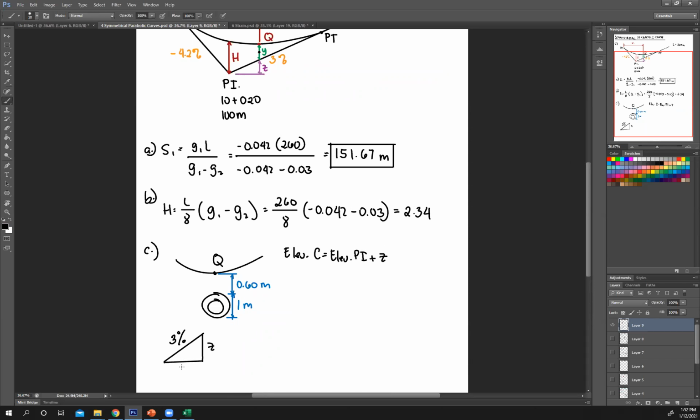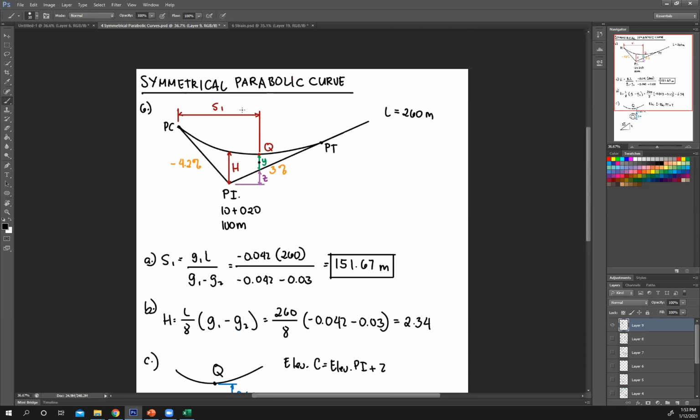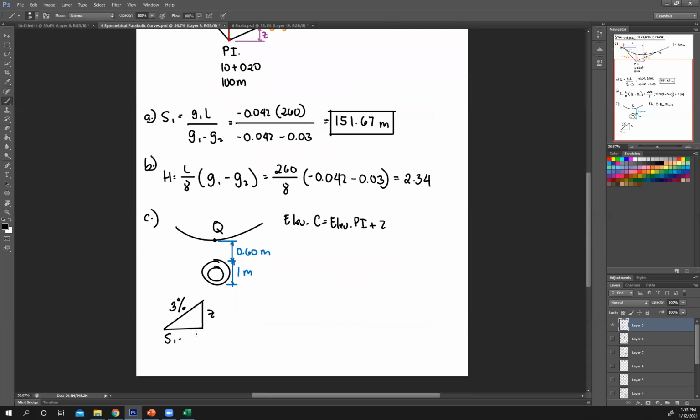And then if I know this, let's call that X. This length, which is this length, see what that is. That's just S1 minus, remember this is a symmetrical parabolic curve, therefore this is equal to this point, it's L over 2. So therefore this length is just S1 minus L over 2. Okay. So this is S1 minus L over 2.